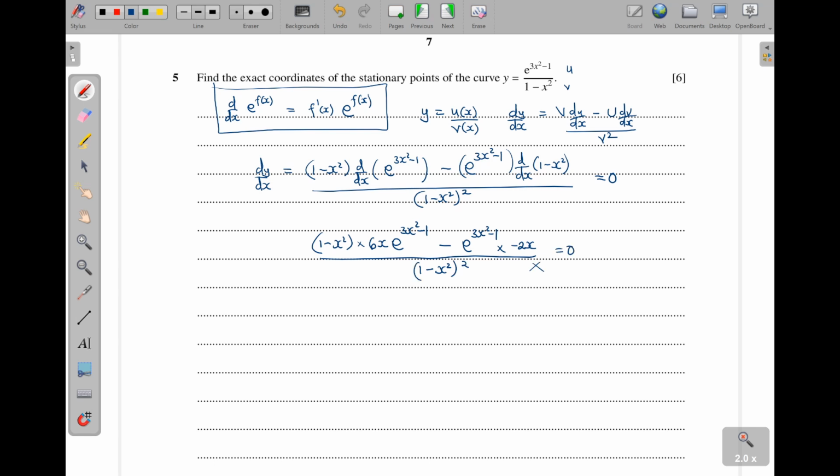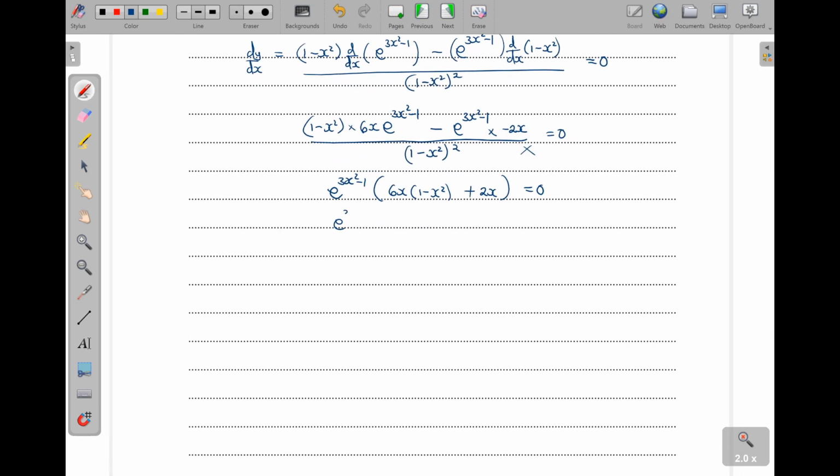So when I cross multiply, I will see this one gone. So we shall have e to the power of 3x squared minus 1. It is common, so I factorize it. Then I remain with this one here, so I'll have 6x times 1 minus x squared. And then here, remember this negative makes this one a positive when they multiply, so we shall have plus 2x here. Then it is equal to 0. And then simplifying what is inside the brackets, we shall have 6x minus 6x cubed plus 2x, which is equal to 0.